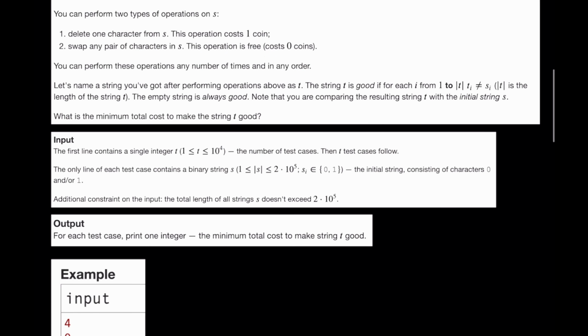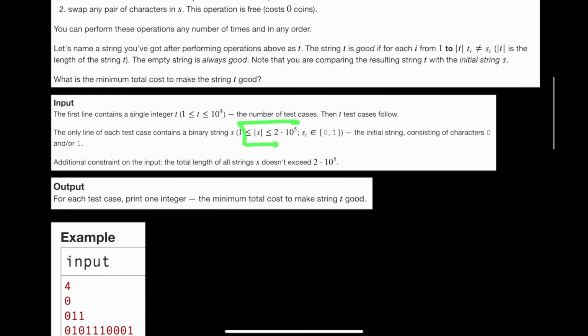Let's name the string you got after performing the operations above as t. The string t is good if for every i from 1 to the length of t, t_i is not equal to s_i. The empty string is always good. Note that you are comparing the resulting string t with the initial string s. What is the minimum total cost to make the string t good?